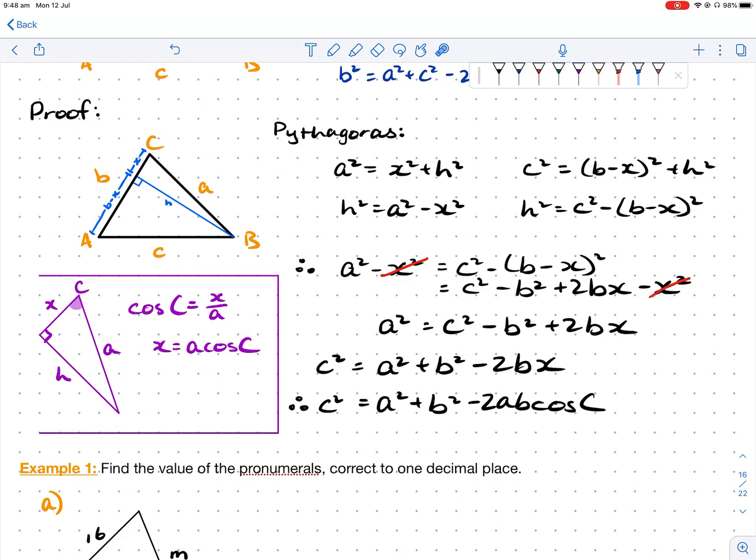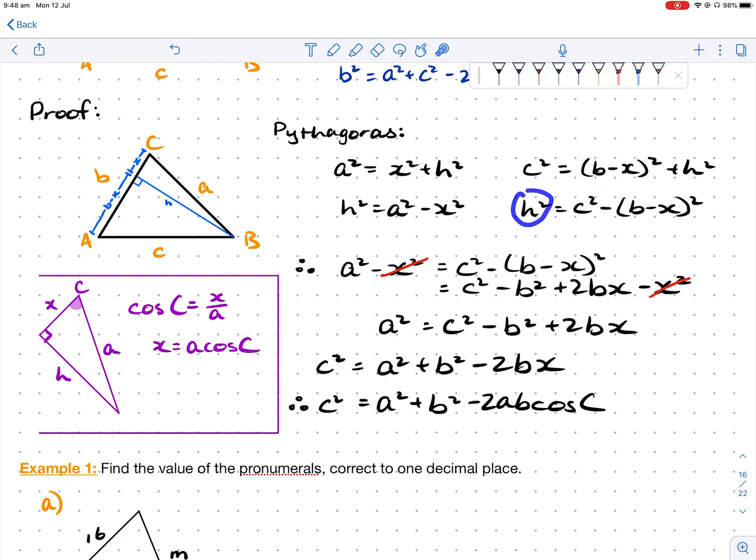If I look at that little triangle here, then we have a squared equals x squared plus h squared. It's just Pythagoras. Or we can write the height squared is a squared minus x squared. That's the version that we want to work with. If we look at the other triangle and we work out a Pythagoras theorem for that, then we've got c squared equals (b minus x) squared plus h squared. And so when we rearrange that, h squared is c squared minus (b minus x) all squared.